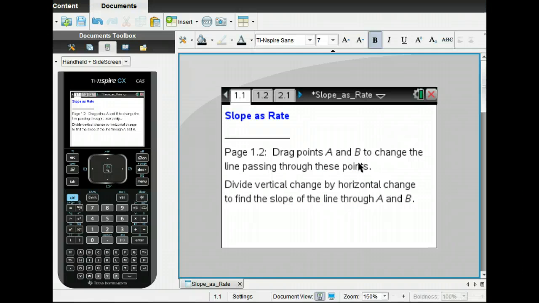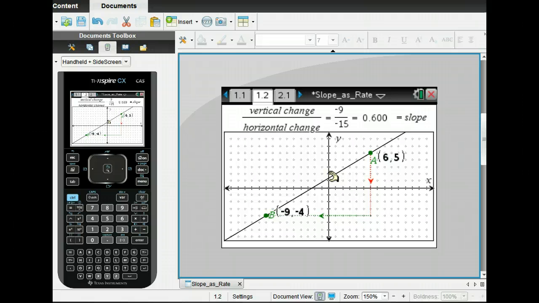So the students have these documents, and 1.1 is just an introduction. I'm going to right arrow. And here's page 1.2, and here's the interactive part of the document. We can see a line here. We can see points on the line. Up above, we can see they've calculated the vertical change over the horizontal change. This is a huge idea in algebra. This is slope. And so this slope on this one we can see is 0.6.